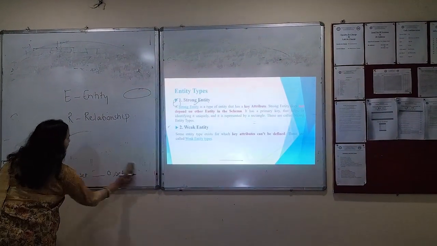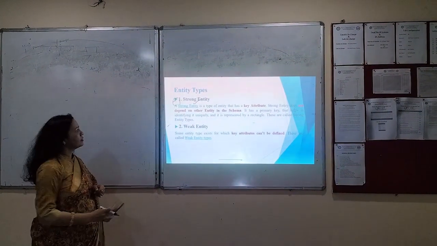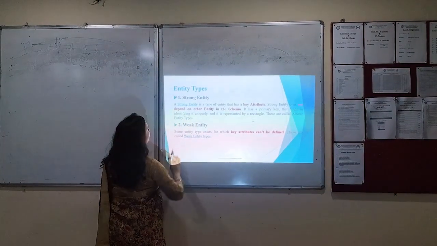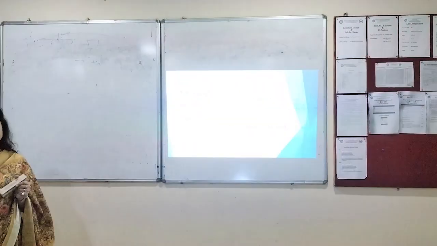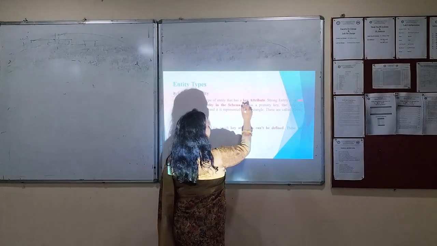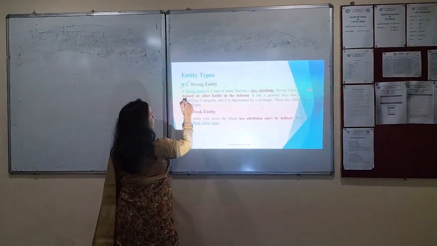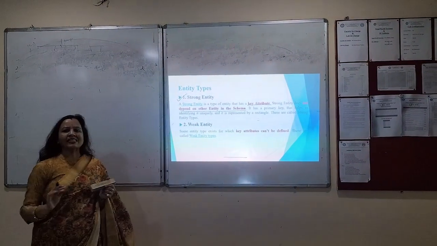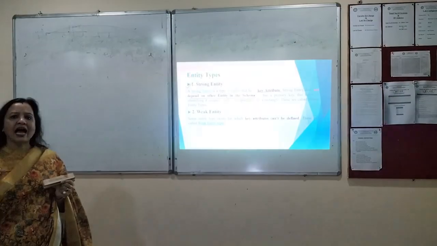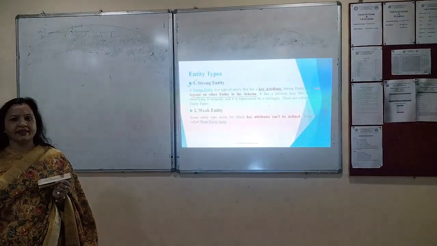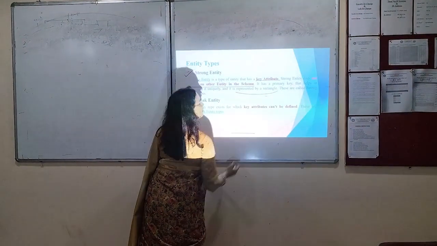I will tell you what are the different types of entities we have. Basically, we have two types of entity in broad terms. First is the strong entity and second is the weak entity, right? Dealing with the strong entity, it's a type of entity that has a key attribute. Key attribute means it has a primary key, okay? And so it does not depend on another entity in the schema. So it is an independent entity and it also has a primary key. All the entities that have a primary key are independent of other entities and they are known as strong entities, right? And they are represented by the rectangle, right?